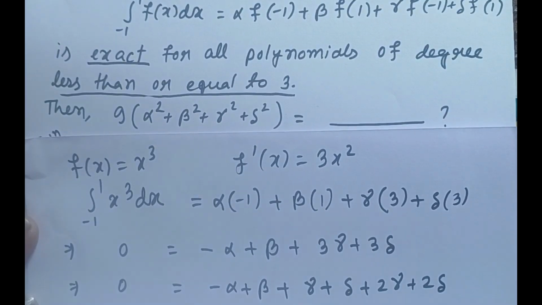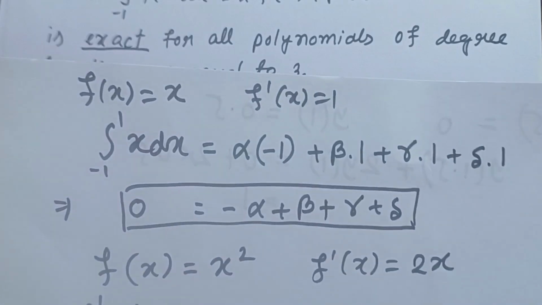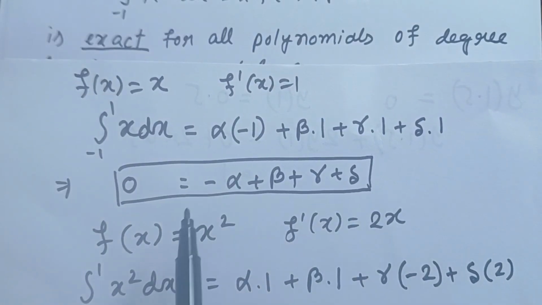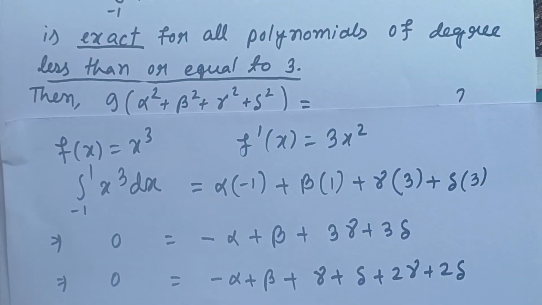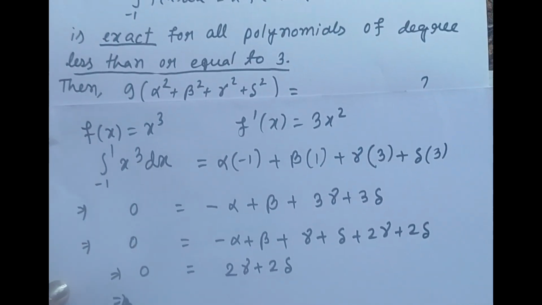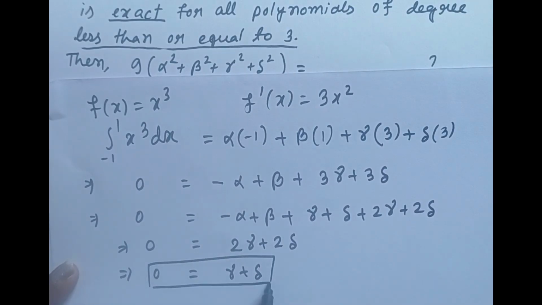Now you want to know why I am writing this? Because we already have our second result, that minus alpha plus beta plus gamma plus delta equals 0. We will use this result in our calculation. Since that is 0, in the RHS we have 2 gamma plus 2 delta equal to 0, that is gamma plus delta equal to 0. This is our fourth result.